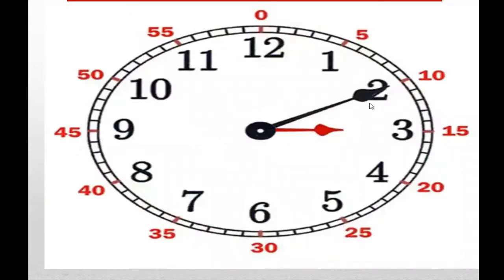Look here. Now, what is the time? The smaller hand is on 3, the bigger hand is on 2. So we never say 3, 2. We say 3, 5 ones are 5, 5 twos are 10. So 3:10 is the time.